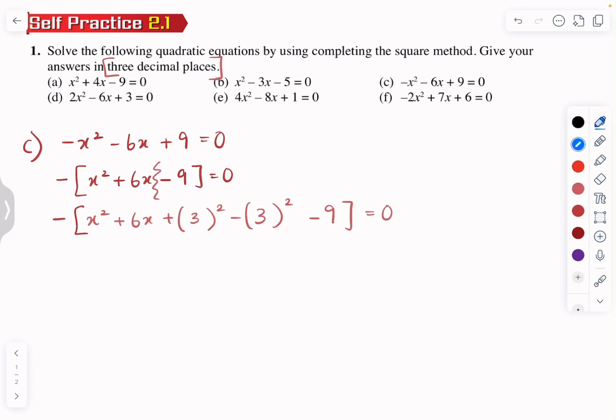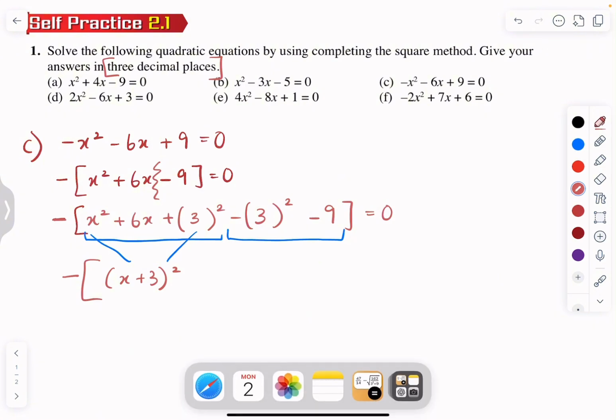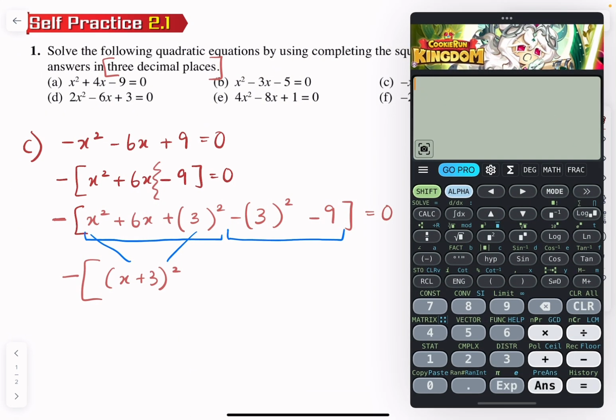Okay, so this is our first part, this will be our second part. So the first part, the x and the 3 must come together. This will give us x plus 3 squared. Okay, this negative, don't forget, we bring this all the way until the end. Then negative 3 square minus 9, we get negative 18 equals to 0.